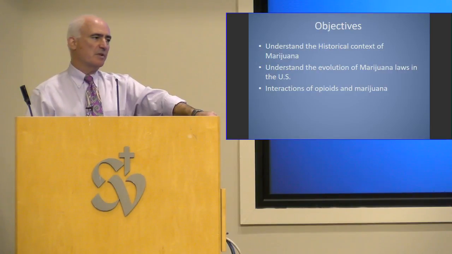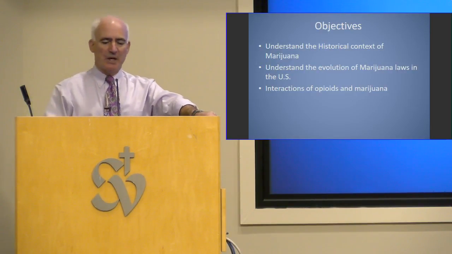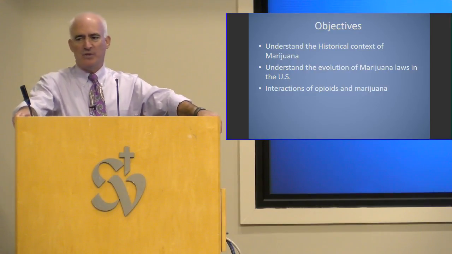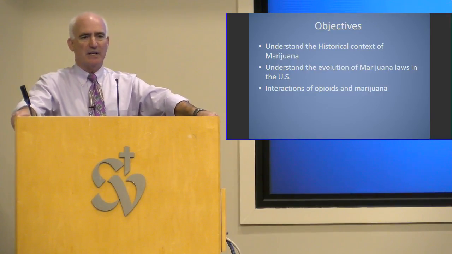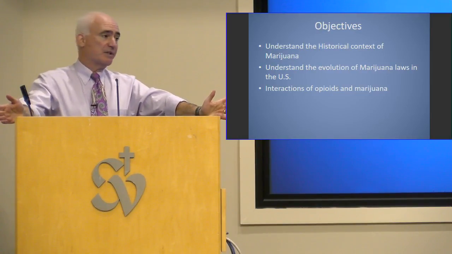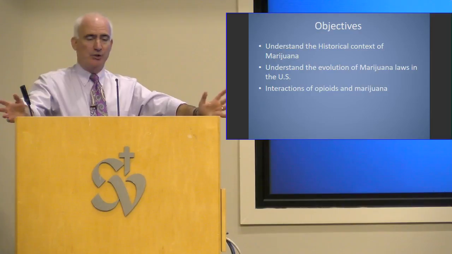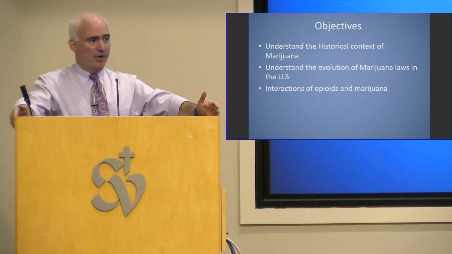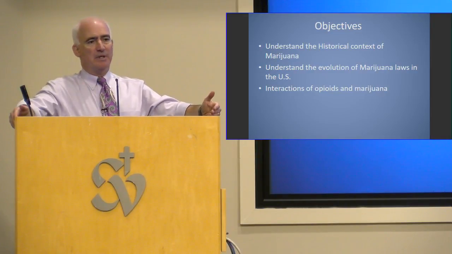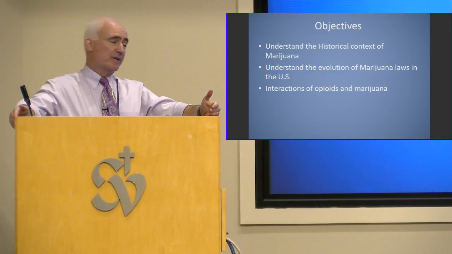So let's look at some of the objectives for this talk. We want to understand some of the historical context of marijuana. This is not a Johnny-come-lately medication. Let's understand the evolution of marijuana laws in the United States. This has been an ever-changing piece. And what are the interactions of opioids and marijuana? Why could they be dangerous? Why could they be maybe helpful?